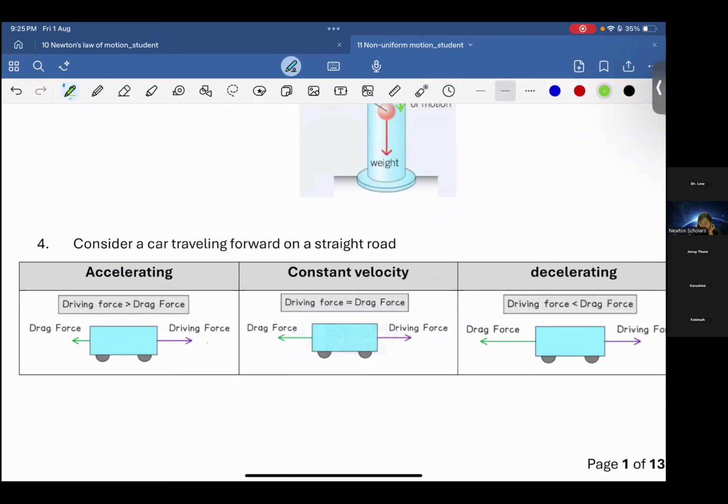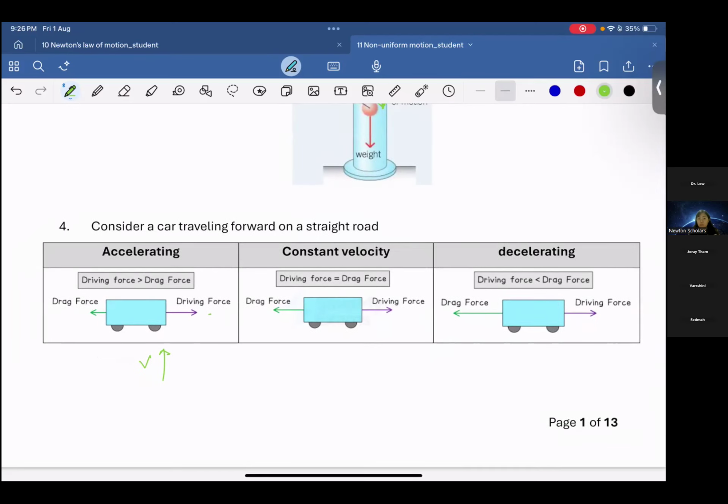So if your driving force is greater than your drag force, then the object is accelerating. That means it speeds up. If the drag force equals your driving force, then this is a balanced force. Still remember just now, balanced force. So the movement will be constant speed. If it is already moving, then it's constant speed.